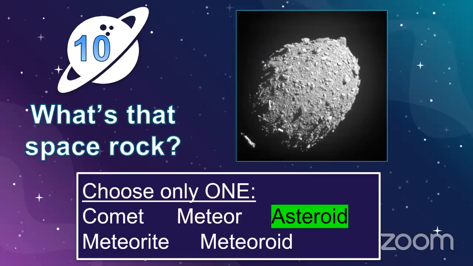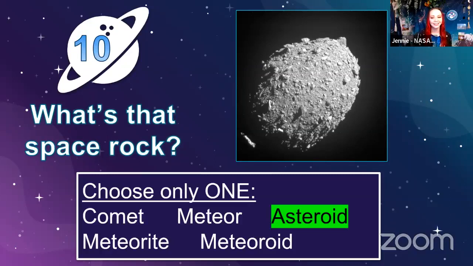I got all correct. Wow, that's amazing. So number 10, this asteroid, is Dimorphos. Dimorphos is the asteroid that the DART spacecraft crashed into. So this picture that you are looking at is one of the last pictures that the DART spacecraft sent back to Earth before it crashed into the asteroid. DART was taking pictures as it was getting closer and closer, and I'll show you a video as well of some of those final pictures before it crashed.